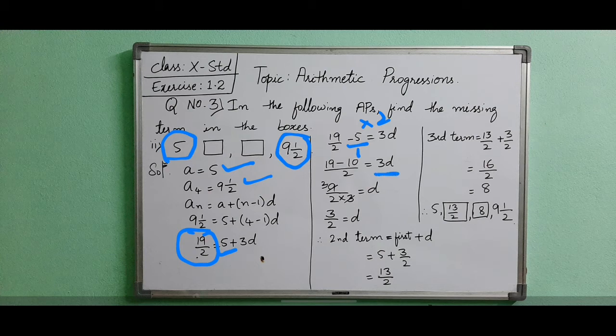Here the 3 is in multiplication. When we are shifting it, it comes to the denominator, as in division. 3 1s are 3, 3 3s are 3, so it gets cancelled. That's why you are getting d is equal to 3 by 2.